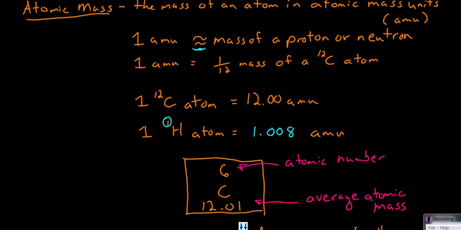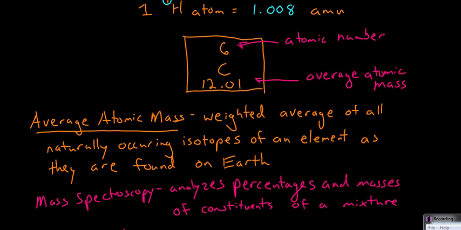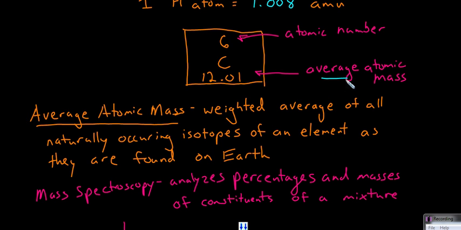You'll find, though, that with our carbon-12, this 12.00 atomic mass units, we don't actually find that number on the periodic table. The periodic table shows 12.01. And so why is this number different, even though this 12.00 is an exact number? Well, the number that we report on the periodic table is the average atomic mass. It is a weighted average of all the naturally occurring isotopes of that element as they're found on Earth, considering the percentages that they're found on Earth.